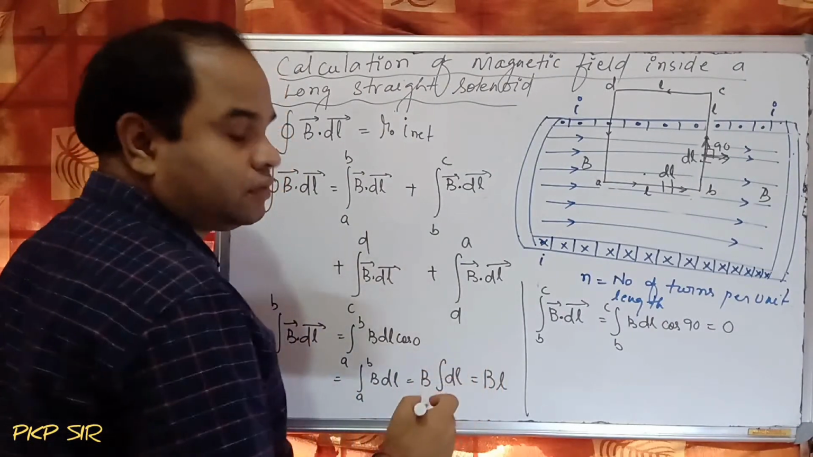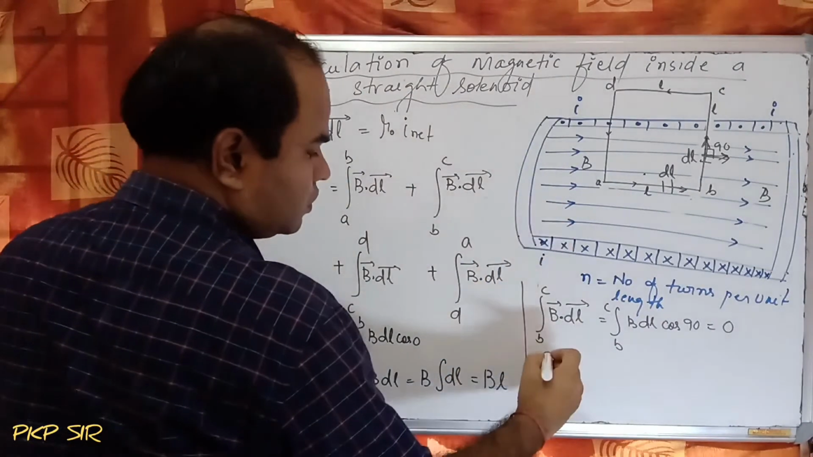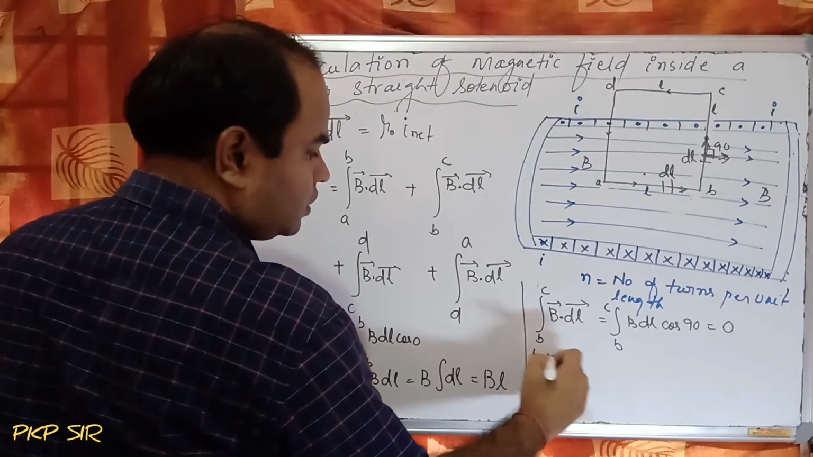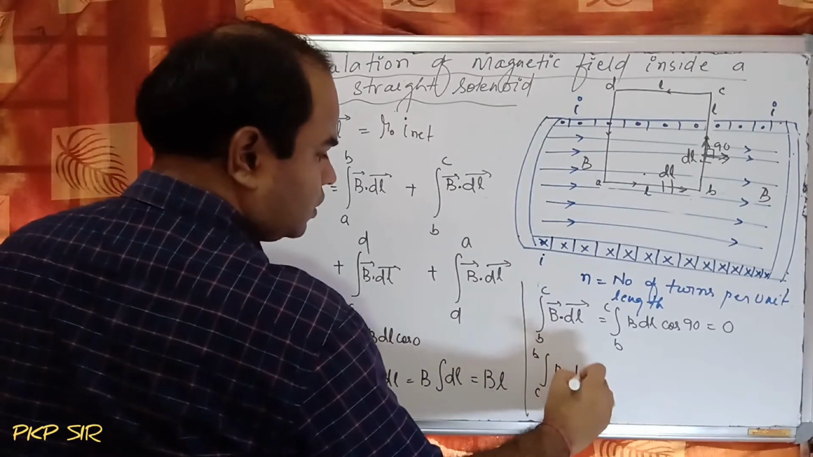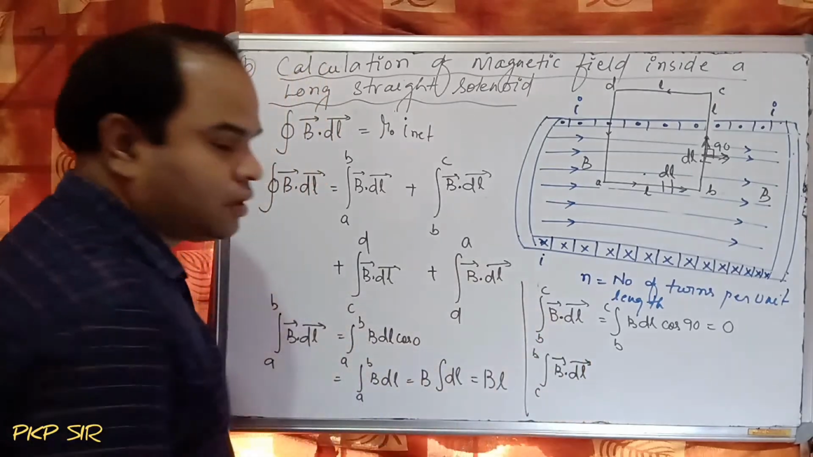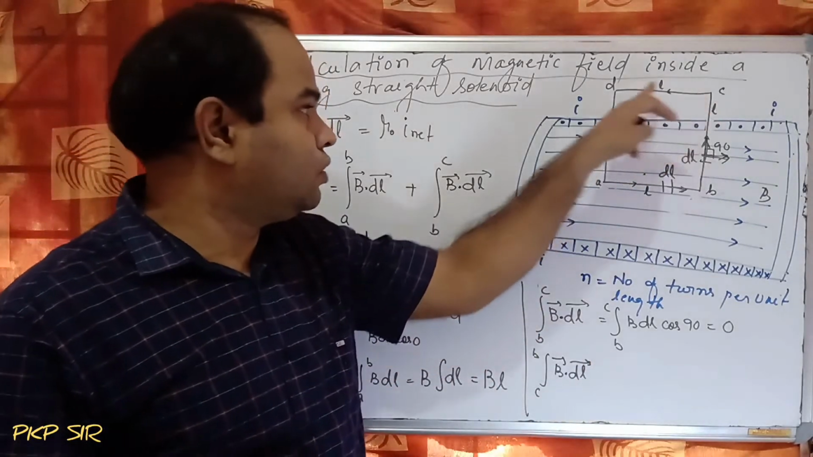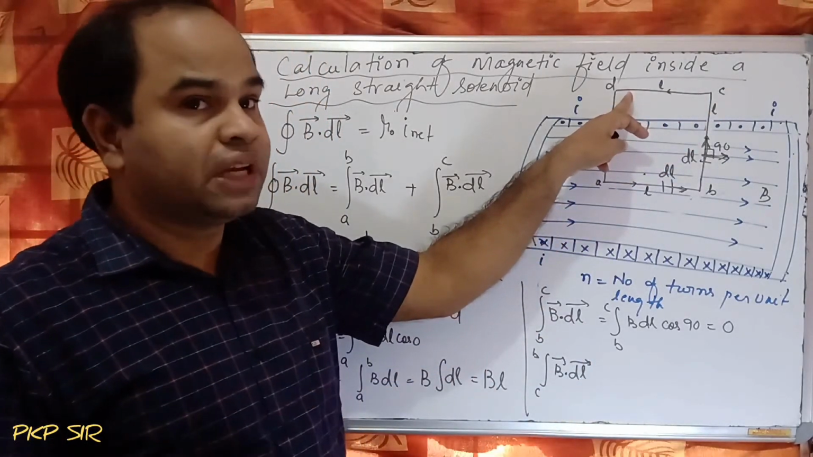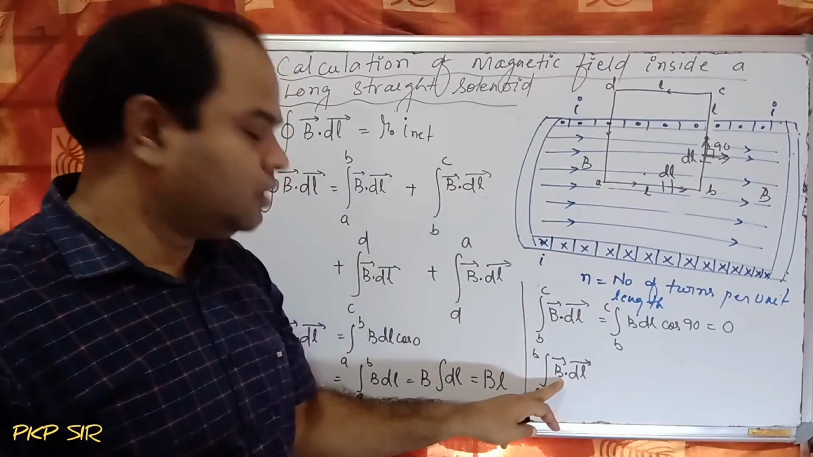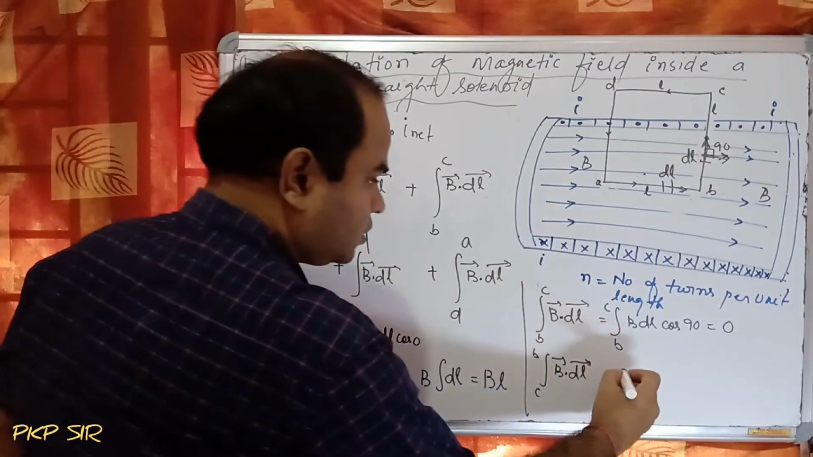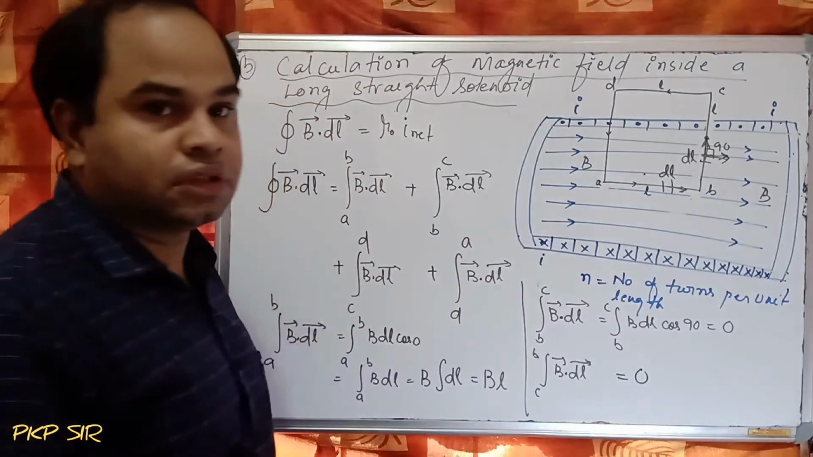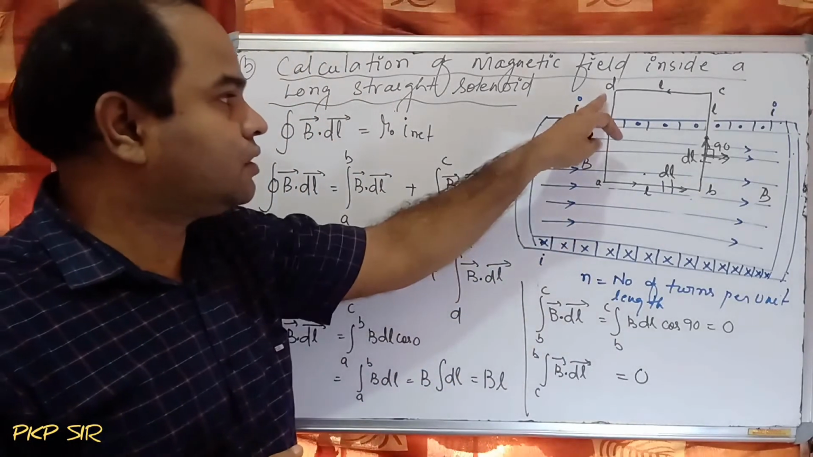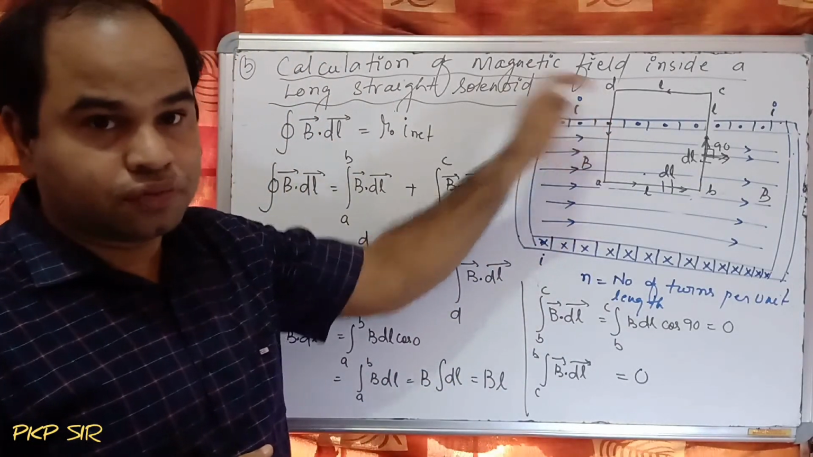Third, C to D, the integral of B dot dl. Along C to D there is no magnetic field, so B is 0. We can simply put 0 because the magnetic field outside the solenoid is 0.